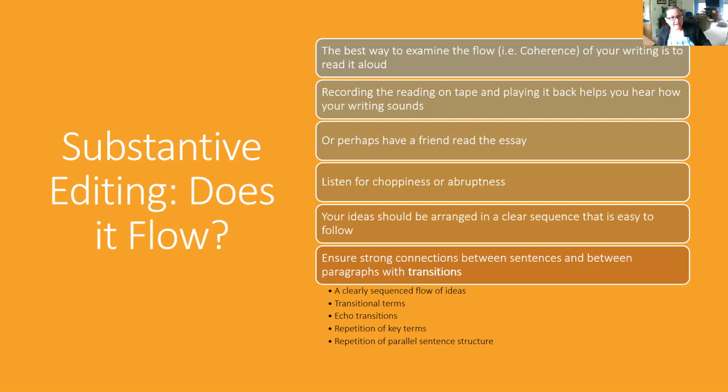Read it out loud. That is one way to check for coherence. Maybe record yourself reading it, whether audio or video. Have a friend read it. Have a classmate read it. Listen for choppiness or abruptness, meaning things got cut off, or all of a sudden, we were talking about one thing and all of a sudden we start talking about something else. Like there was no transition into the next idea, right? Look and listen for those clues.